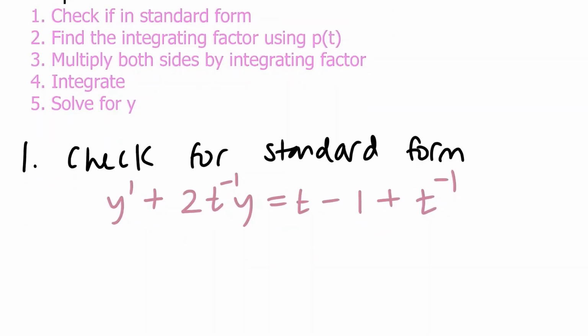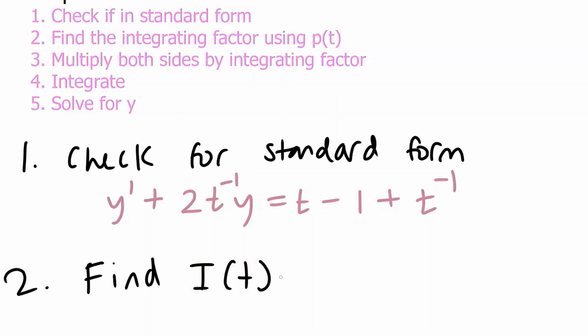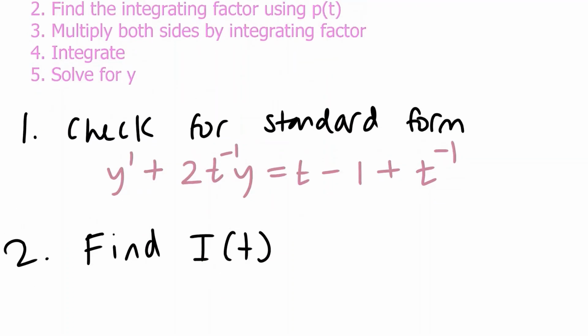The next step is to find the integrating factor. Find I of t, which is our notation for the integrating factor. We find I of t using p of t, if you recall from the last video. We can look at our standard form and see that our p of t is 2t to the negative 1. And now we just solve for I of t.